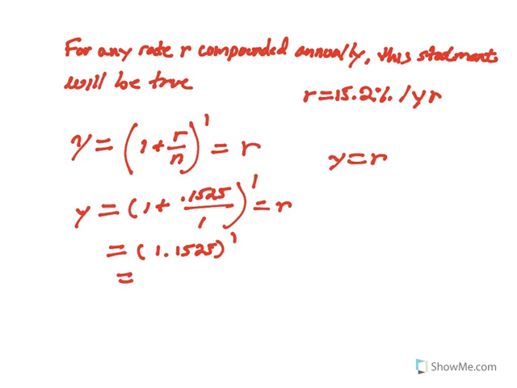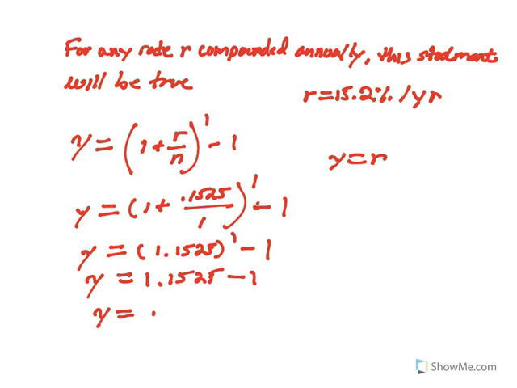I forgot the, in order for the effective annual yield to equal R, we've got to add this to the equation, minus 1. So this is going to give you 1.1525 minus 1. Anything to the first power is that same thing. And when you subtract 1, you'll get 0.1525. So the effective annual yield is still going to be that annual rate, which it should be, right?